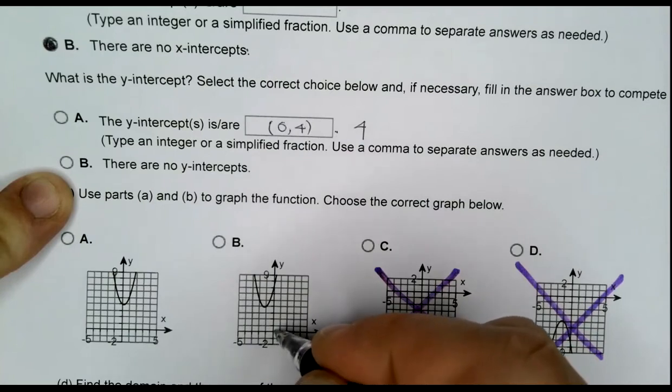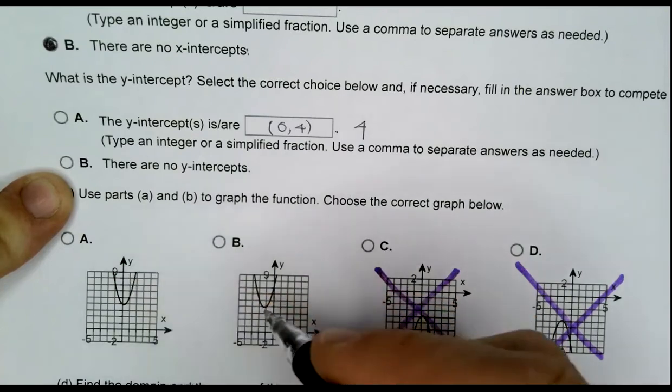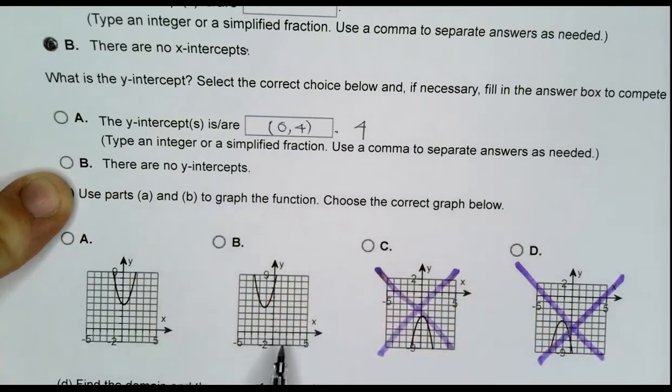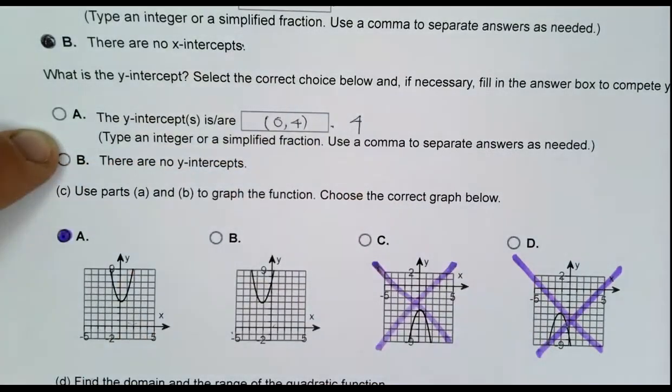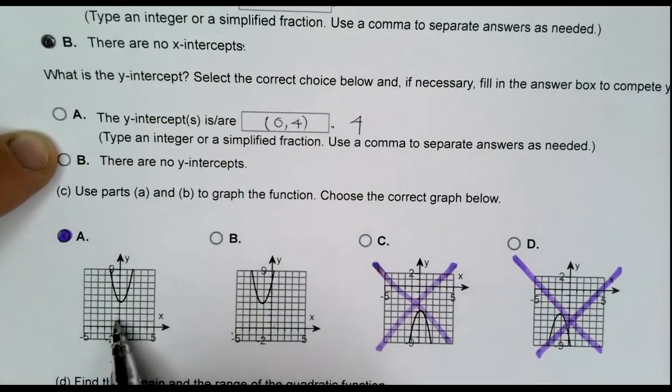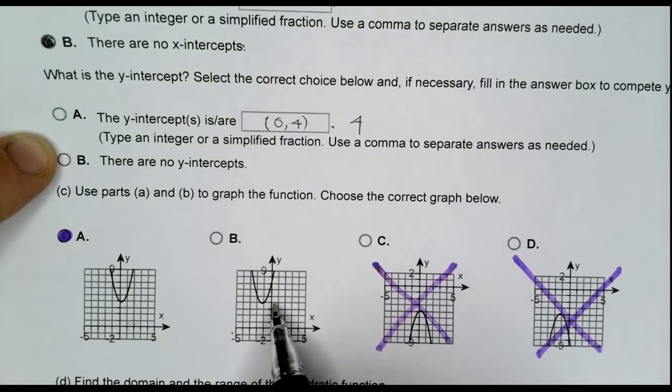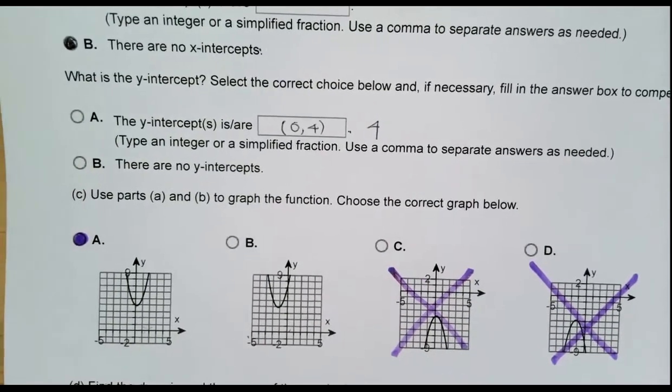0.25 on X is going to be on this side. 3.875 is going to be up here. So this is actually on the negative X. This is positive X. So just based on that, I think it's A. And then the y-intercept is 0, 4. 1, 2, 3, 4. That y-intercept is higher. So I would say it's A.